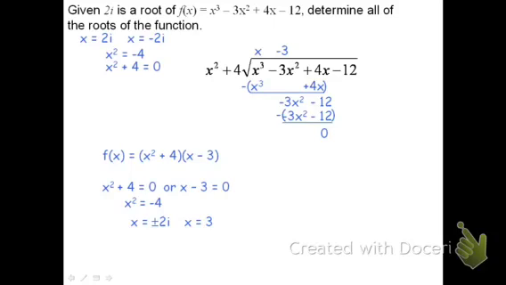Now for the last time, this was a third degree polynomial, which by the fundamental theorem of algebra tells me it has to have 3 roots. And I do have them. I have positive 2i, I have negative 2i, and I also have positive 3.